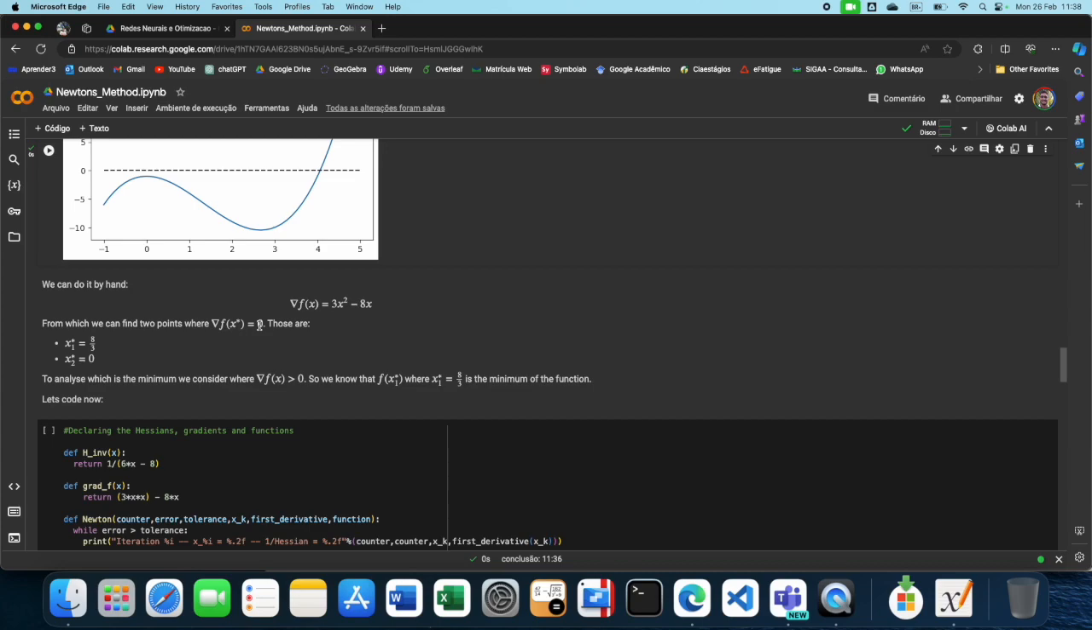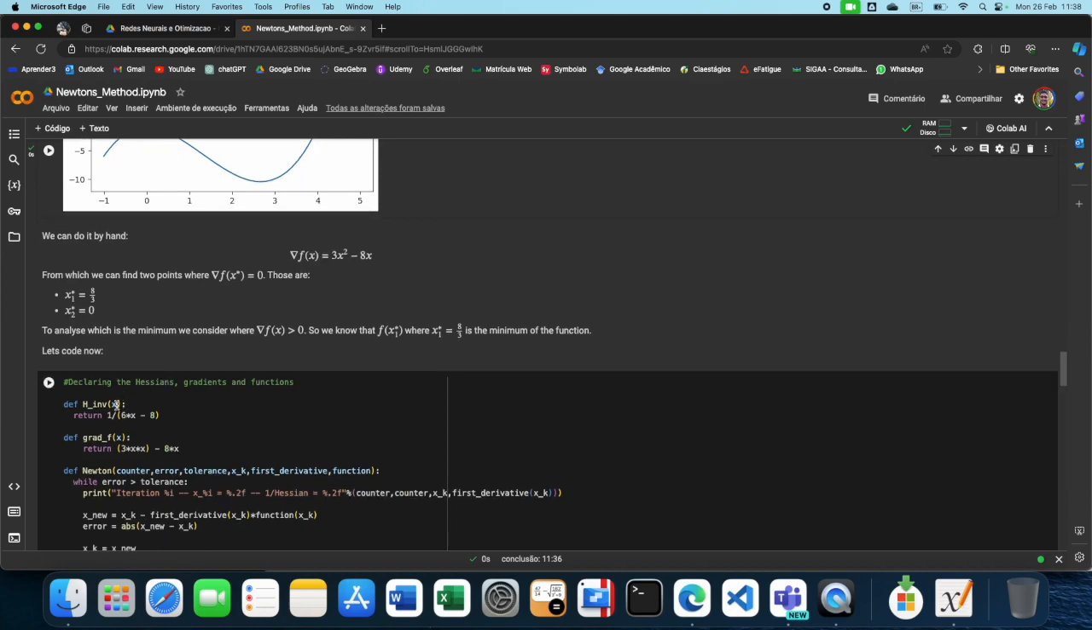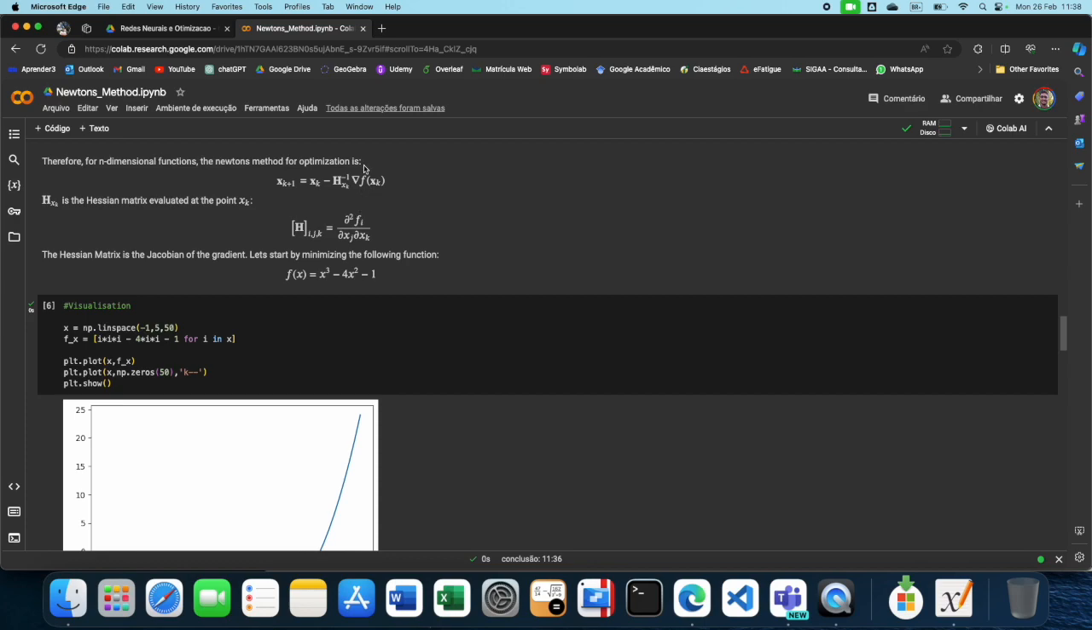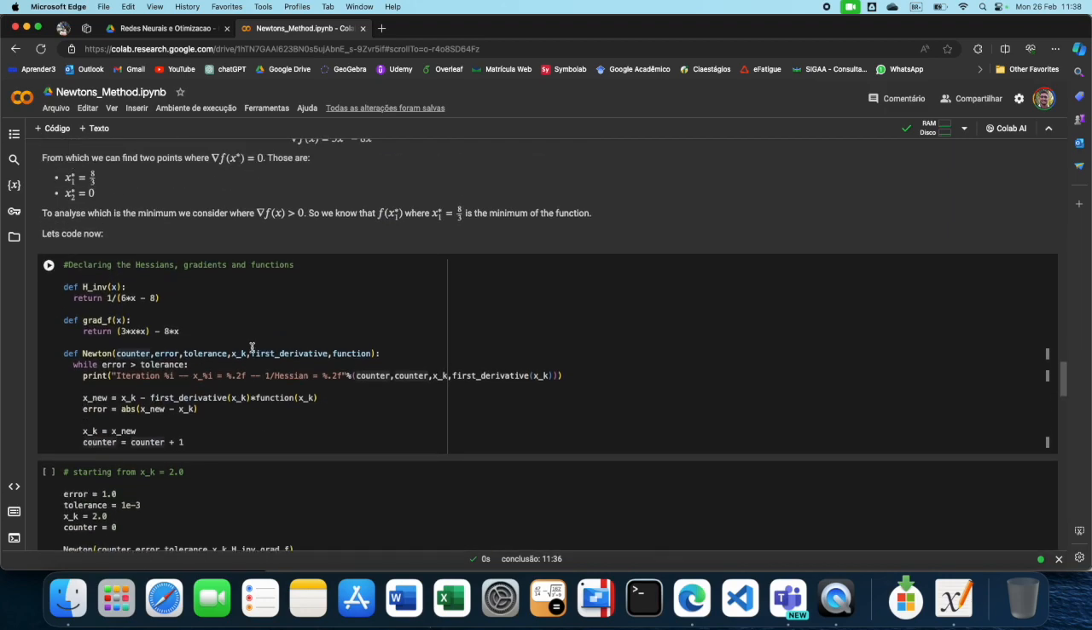We can achieve this result by hand, but we do not want to find the answers by hand. We want to find it with our computer. So here I did the same thing. I have declared the functions, the Hessian, the gradient of f, and the Newton's method. The same thing I did: I declared the function, the gradient, the Hessian, and the method for us to numerically find these values.